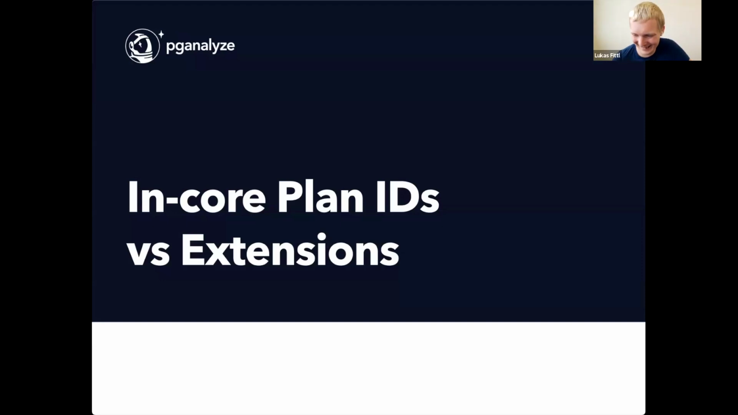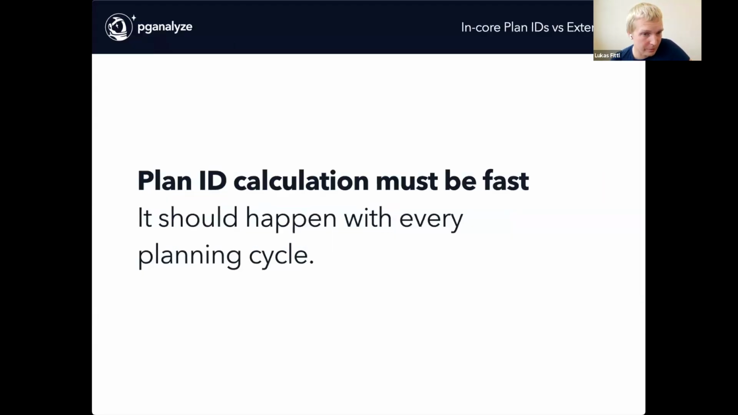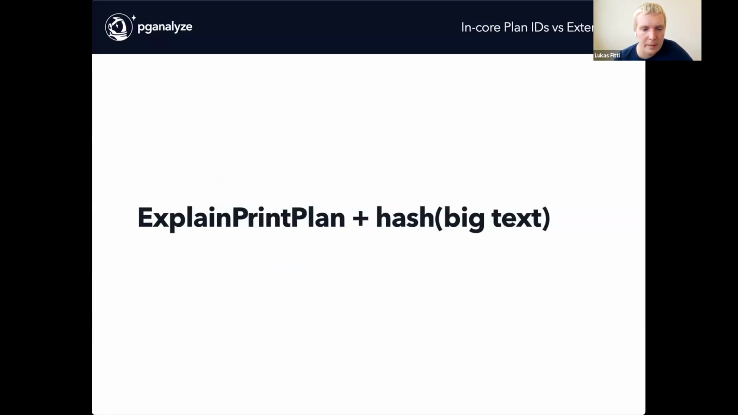No, okay. All right. The question really is, can we do this in core versus an extension? And obviously, the conclusion of this is I did end up figuring out a way to do it in an extension. But really, the core requirement here is this must be fast, right? Because we're doing this with every planning cycle, so adding overhead is a problem. And so we cannot hash the explain text, basically. This is too expensive, right? The explain print plan is kind of the internal explain function in Postgres.